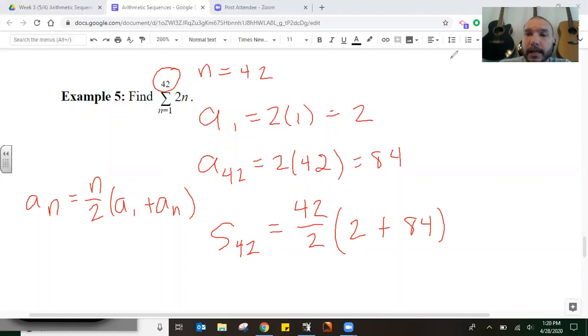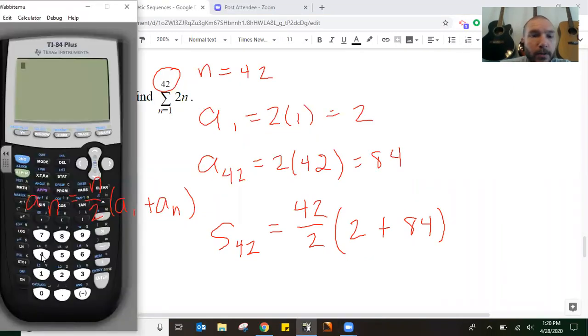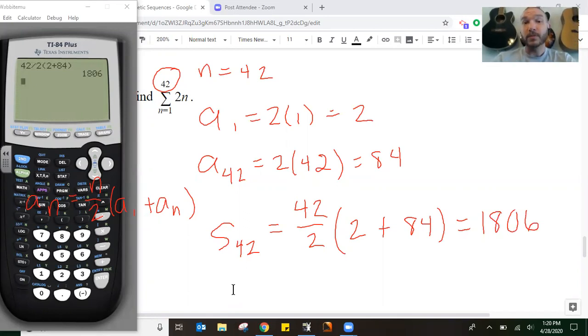All right, last time to use our calculator for this lesson. 42 divided by 2 times 2 plus 84. 1,806. That is the sum of the first 42 terms for this series that we have here.